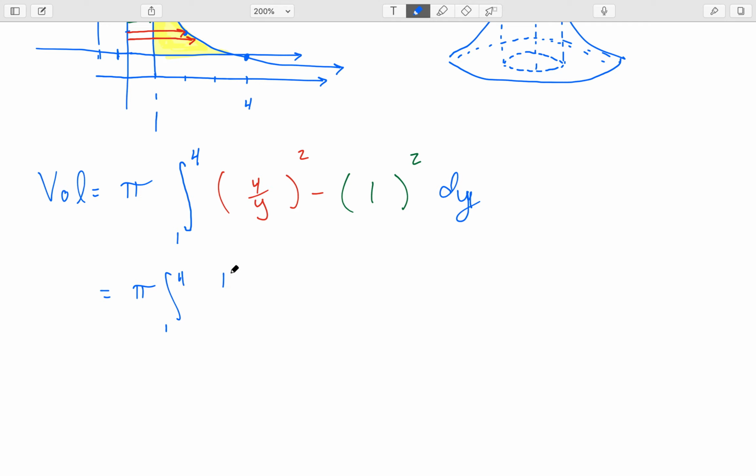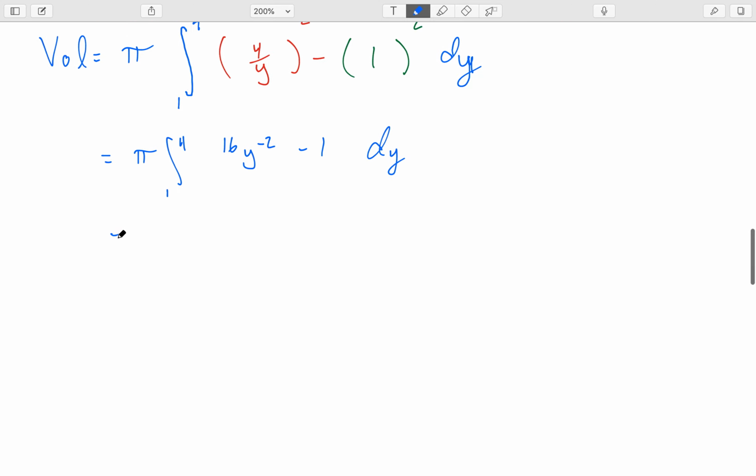From 1 to 4, this is 16y to the negative 2 minus 1 dy. Yes, I can plug this into a calculator. However, this isn't that hard to do, right? Remember, this becomes y to the negative 1, increase the power, and then divide by that number. So it's negative 16 over y, minus 1y. Hang on, does that make sense? Quickly do the derivative. Positive 16y to the negative 2. Yes, it does work. So now I'm actually going to be plugging in, but I'm plugging in 1. So it's not just all zeros at this point.